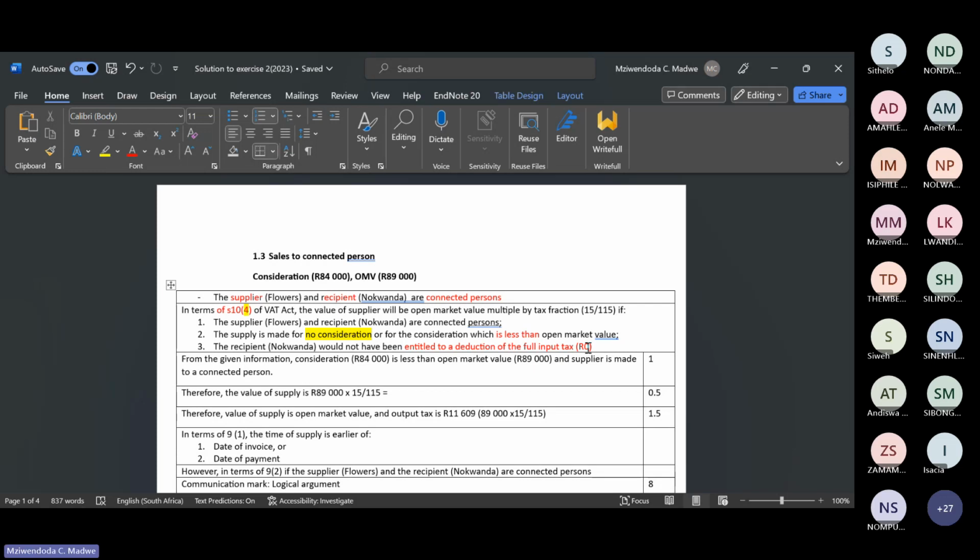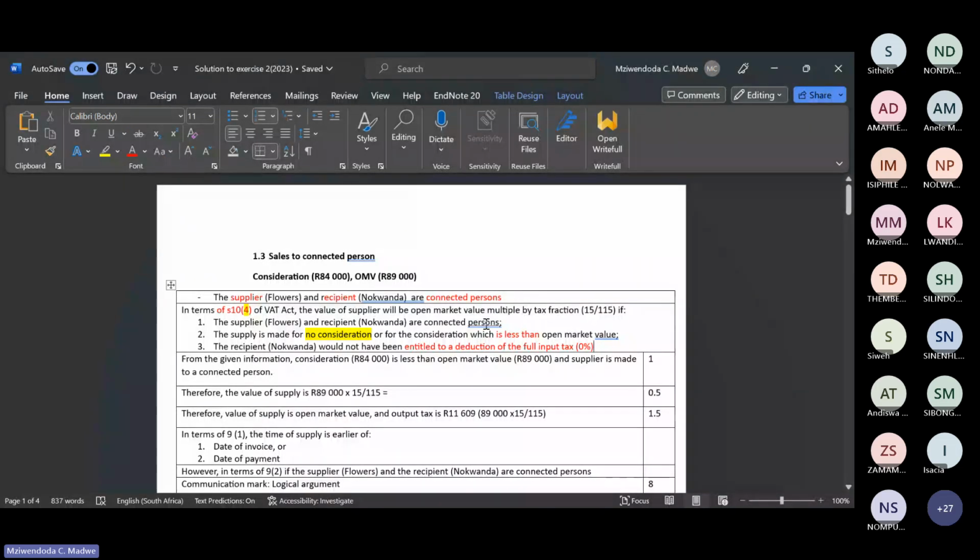So in this case, he's not entitled even to a cent of an input deduction. Nogwanda is not allowed to claim since he's not registered as a VAT vendor. In other words, he's going to claim 0%. He's going to claim nothing because he's not registered as a VAT vendor.